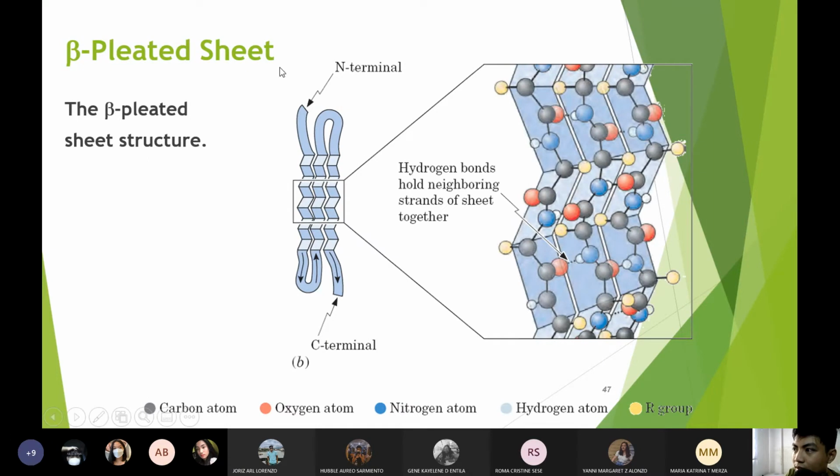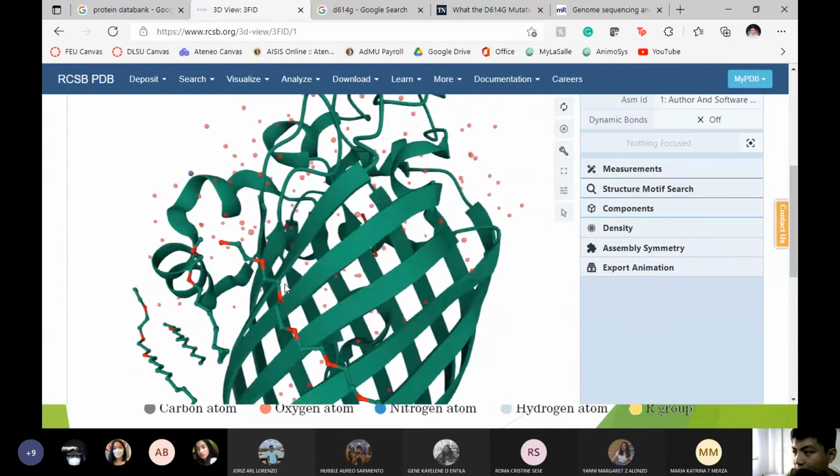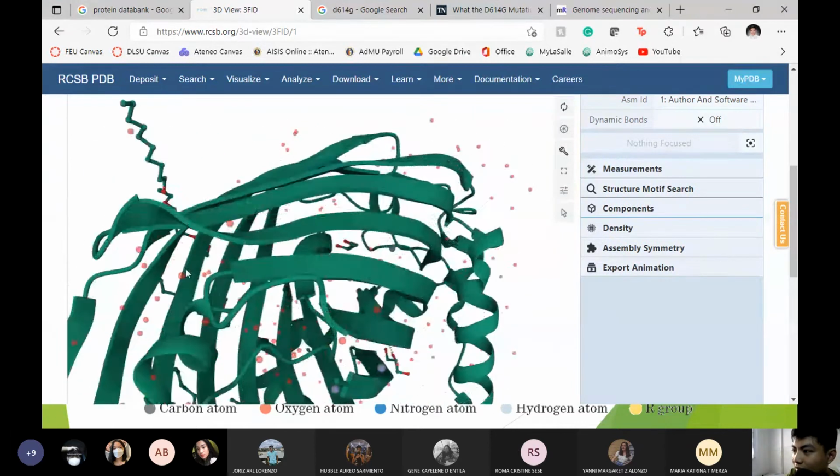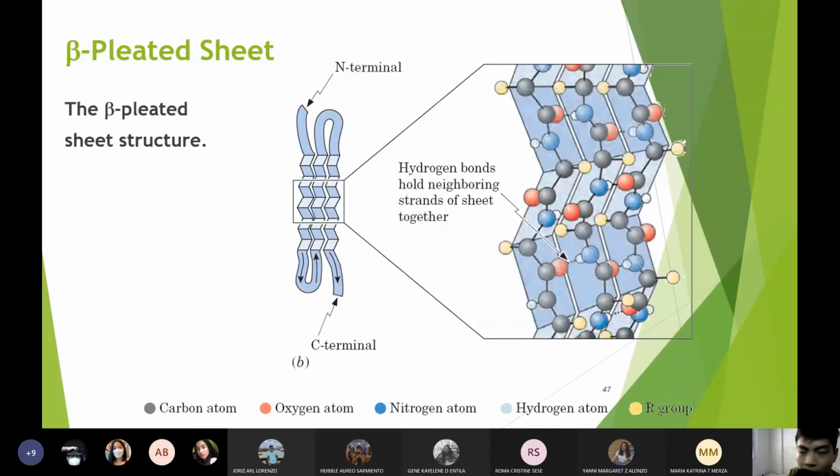So the next secondary structure of the protein is the beta pleated sheet. A beta pleated sheet means it is flat. That's what you saw earlier in our pictures here. The beta pleated sheets are these regions here, the flat parts. They are the flat parts of the molecule.